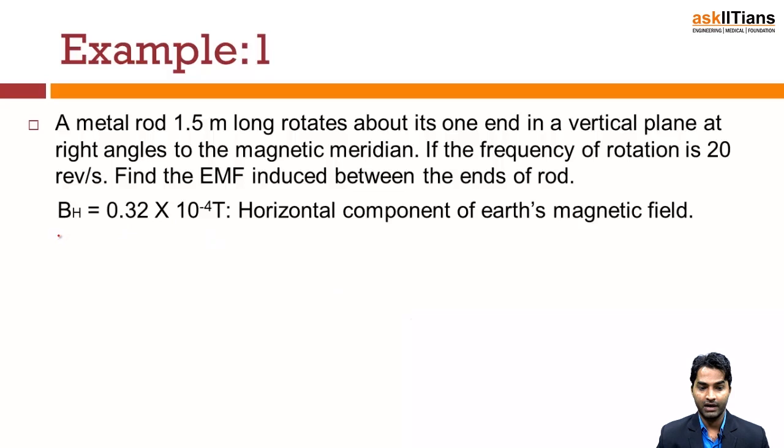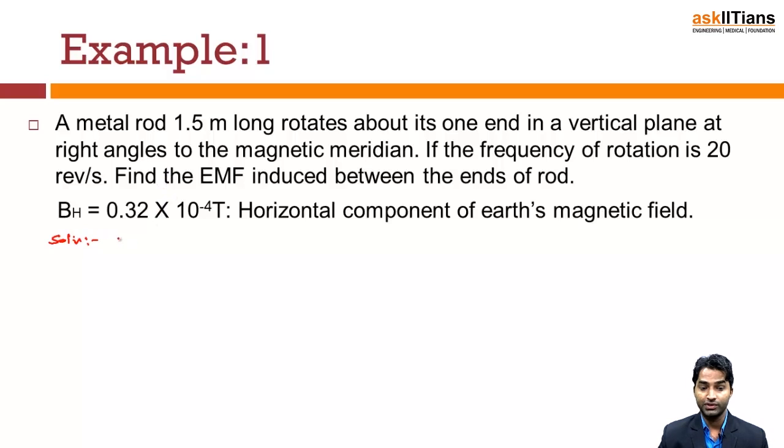First of all I will read the question: a metallic rod of length 1.5 meter rotates about one end in a vertical plane at right angles to the magnetic meridian. If the frequency of rotation is 20 revolutions per second, find the EMF induced between the ends of the rod. BH is the horizontal component of Earth's magnetic field.